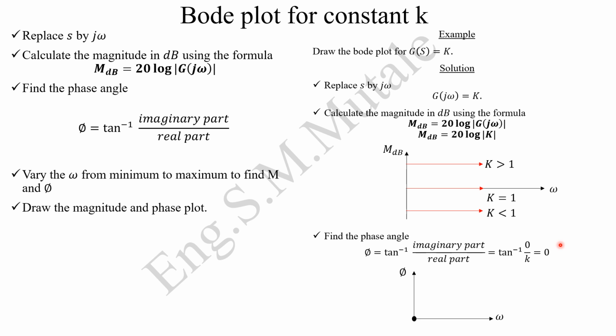So if they ask you to draw a Bode plot for constant k, you're supposed to show the magnitude plot, which is this one, depending on the value of k. If it's greater than 1, it will be that. If it's less than 1, it will be below the omega axis. If it's 1, it will be that one there. And then for the phase angle, it will just be a point on the origin. So this is a Bode plot for constant k.